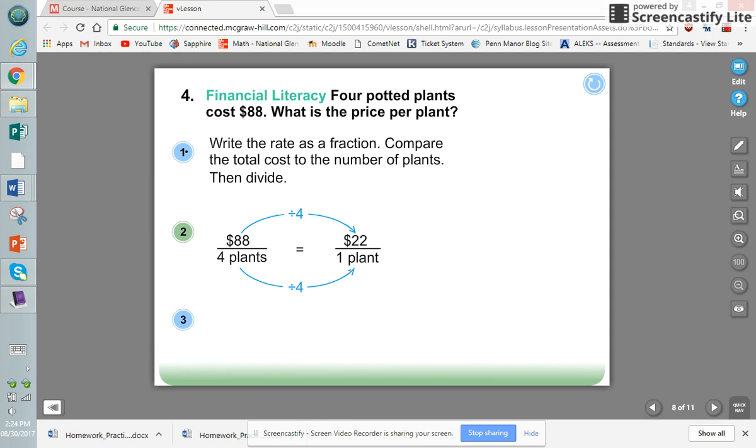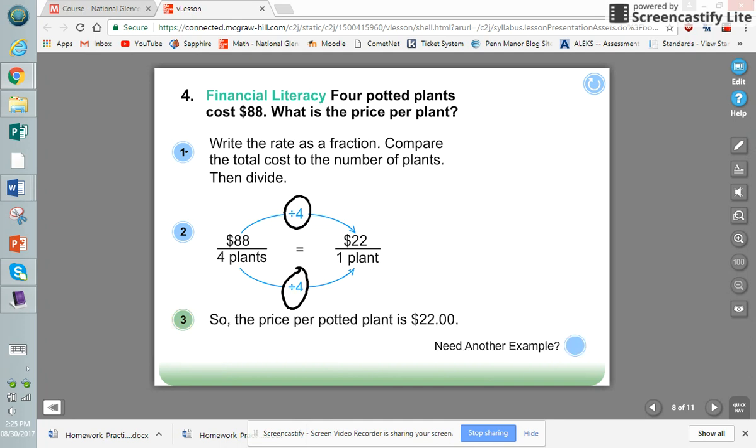Okay. If I want to get our unit, in this case plants, to 1, I would divide by 4, top and bottom. And when I divide 4 divided by 4, it's 1, because any number divided by itself is 1. And then 88 divided by 4 is 22. So the answer to this problem is $22 is the price per potted plant.